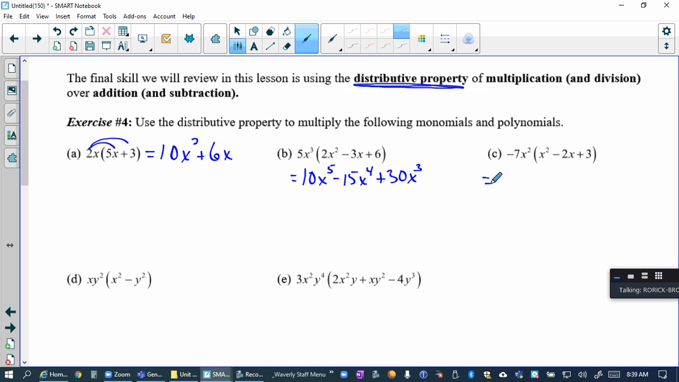Negative x to the 4th. You mean negative 7x to the 4th? Oh, yeah. Yeah, x to the 4th. Go ahead. X to the 3rd. You mean plus, right? Because negative times a negative. Yep, x to the 3rd. And then negative 21x to the 2nd. Negative 21x squared. There you go.